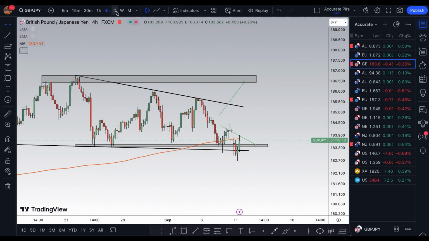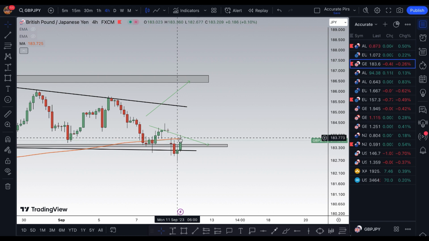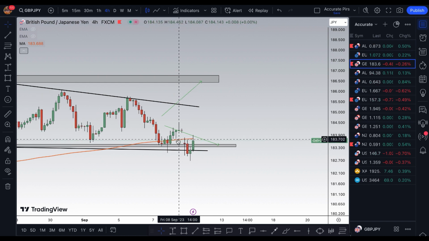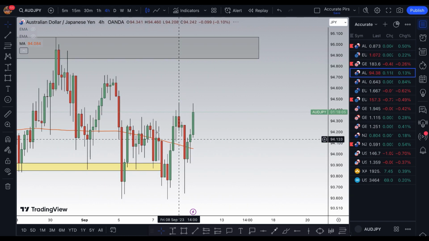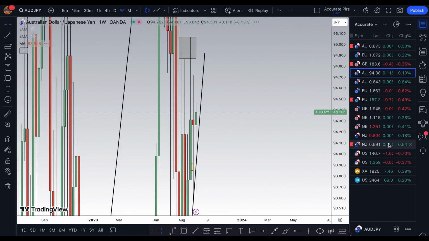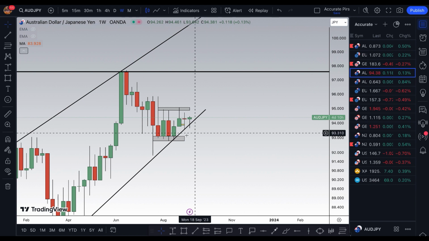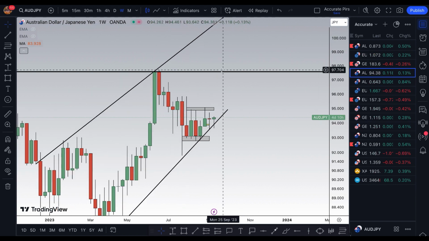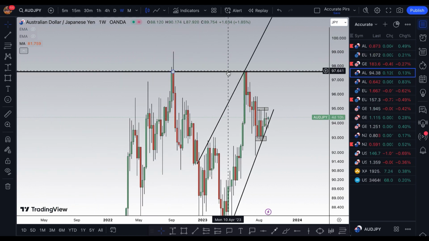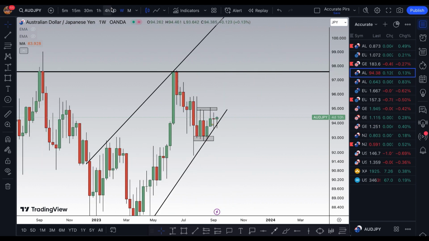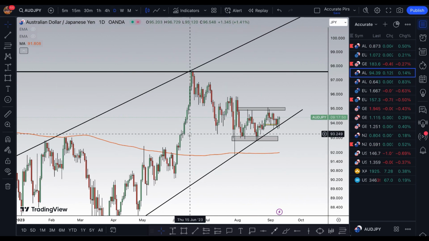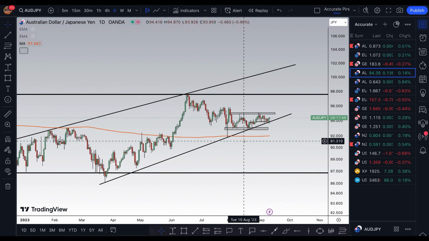So it all depends on if this candlestick remains like this, then I'm probably going to take it for a buy trade. Let's move on to AUD/JPY. Similar situation with AUD/JPY. I do believe this is getting ready to push back up towards this resistance level right here and retest this area.